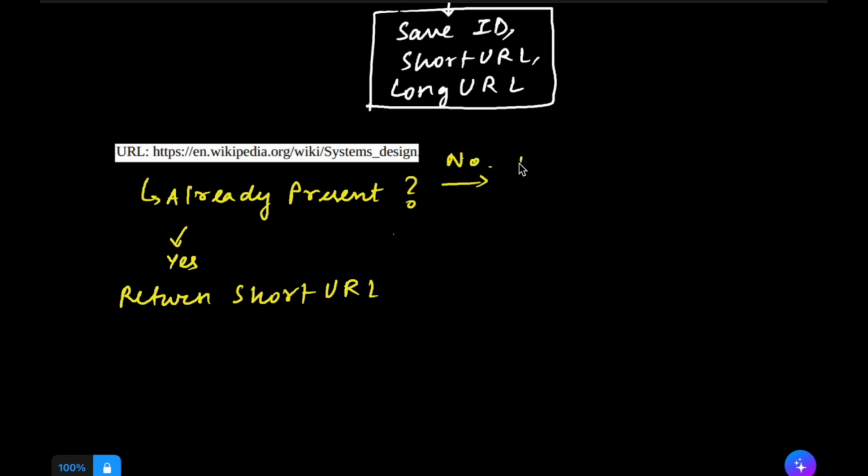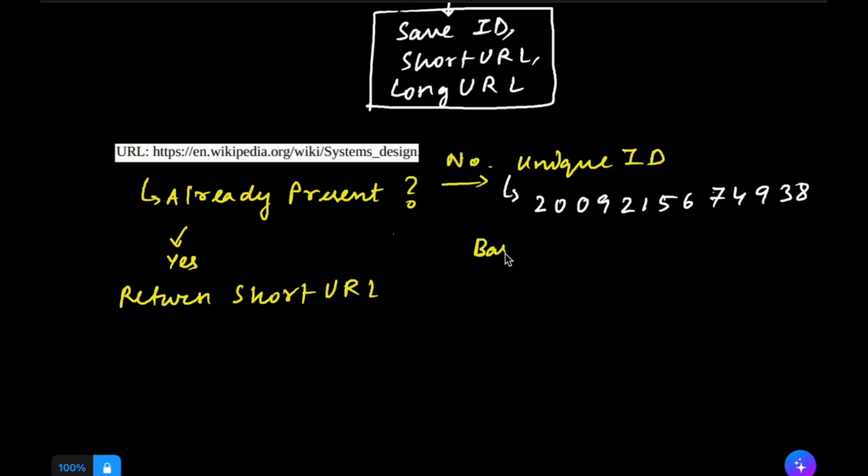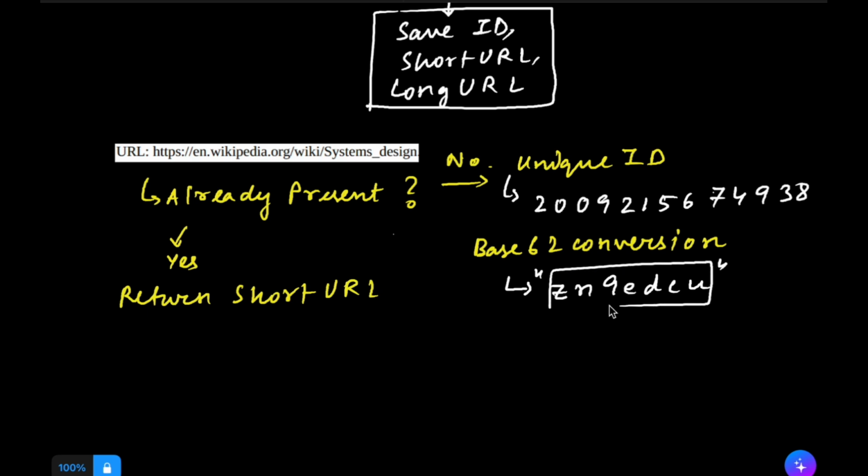First we generate a unique ID. Let's say in our case the unique ID is something like 1009 2156 74938. After this we do a base62 conversion to generate the short URL or hash value. The base62 conversion comes out to be ZN9EDCU. So once we have this hash value, we get our short URL.